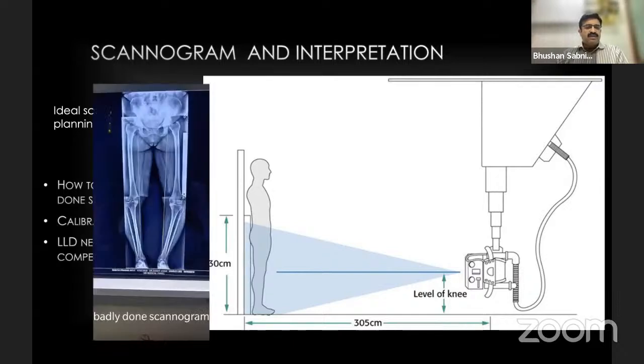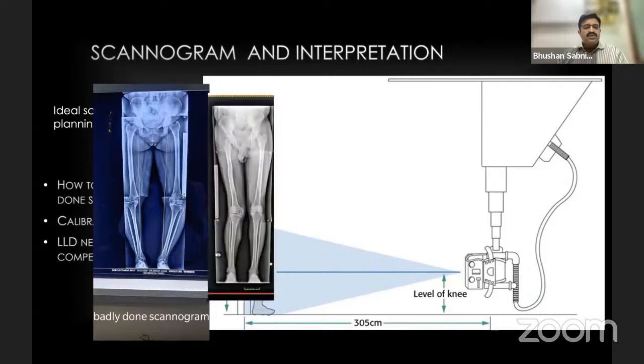This is a typical example of a badly done scanogram. So what's been done is that 3 different images are stitched together, but of course either the radiographer was drunk or was not paying attention. You can see it's a crap image. You can't make head or tail out of it. And if you start planning surgery on something like this, you're going to be in a big soup.